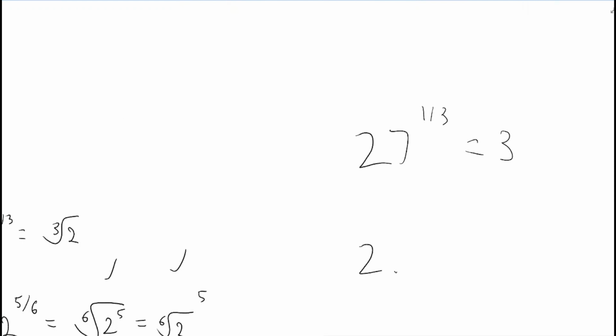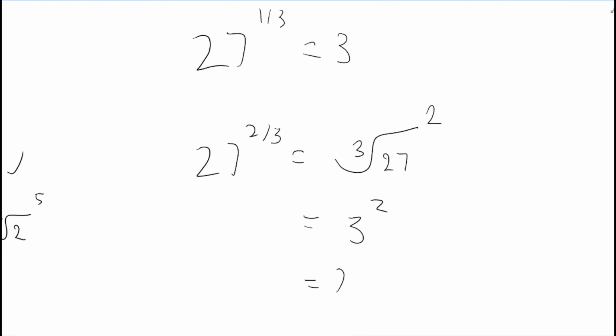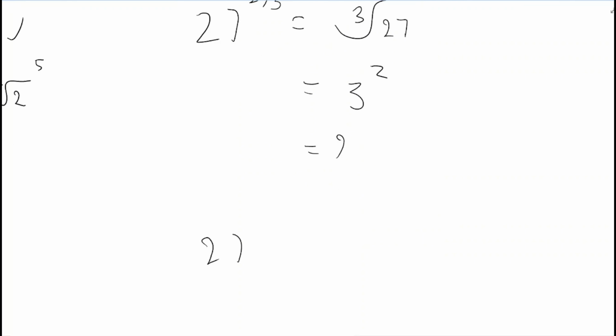And if I want to do 27 to the power of 2/3, that's going to be, well, the cube root of 27, and then we're going to square that, which we know the cube root of 27 is 3, so that is 9. So 27 to the power of 2/3 is 9. Or if I want to look at 27 to the power of minus 2/3, that's going to be 1 over 9, something like that.